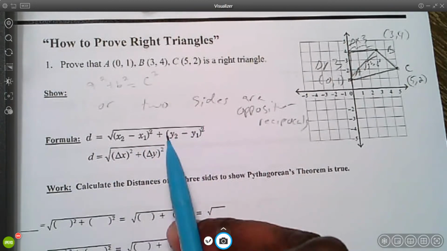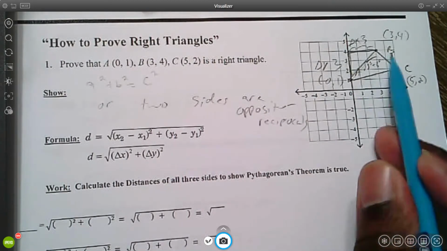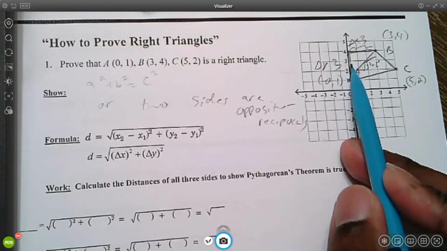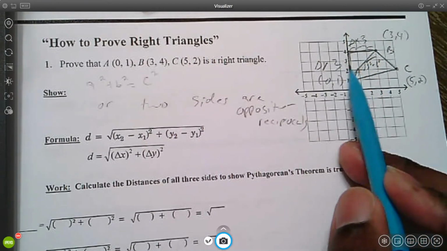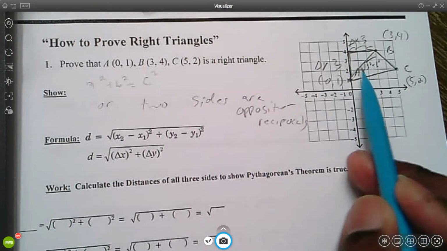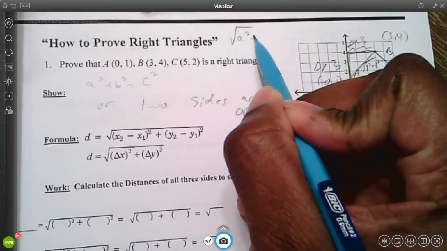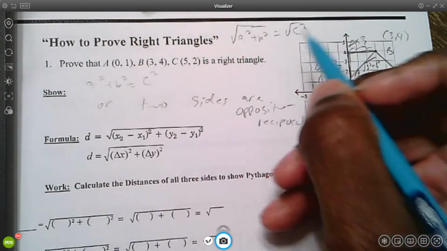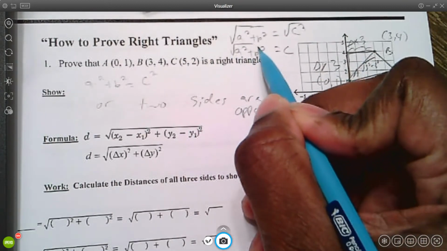The distance formula is derived from the Pythagorean theorem. It basically means that the distance from here to here is equal to the change in x squared plus change in y squared, square rooted. That's basically saying Pythagorean theorem, like a squared plus b squared equals c squared. If you square root both sides, you get the square root of c squared. So c is the square root of a squared plus b squared.